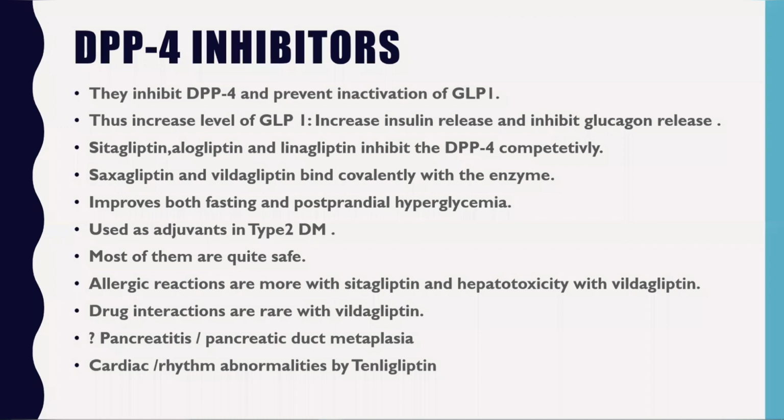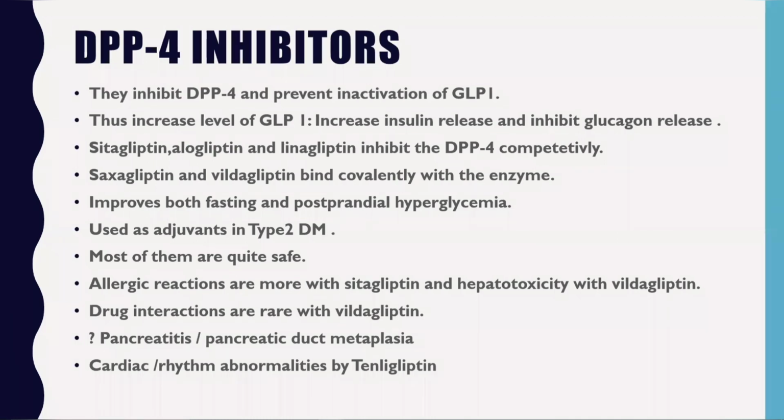So the glucagon causes hyperglycemia, and the levels of glucagon are low, so it does not cause that. And obviously the insulin release and insulin action we already know. Some of the members of this group are sitagliptin, alogliptin, and linagliptin. They act by binding competitively to the enzyme, whereas saxagliptin and vildagliptin bind covalently with the enzyme, and that is how they show their action.